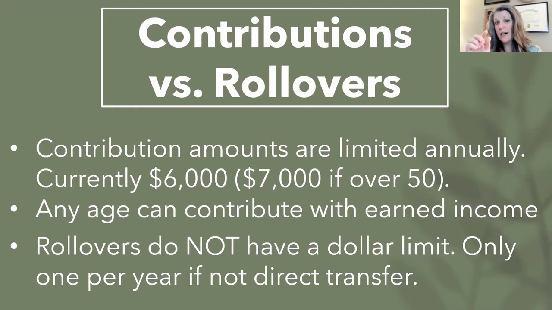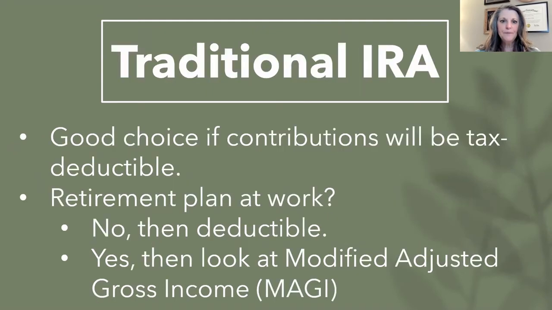But there is a caveat: the IRS will only let you do one per year unless it's a direct rollover, and that's from custodian to custodian. So from Fidelity to Schwab. If it goes direct like that, you can do more than one. But if you're doing an indirect rollover, you can only do one per year.